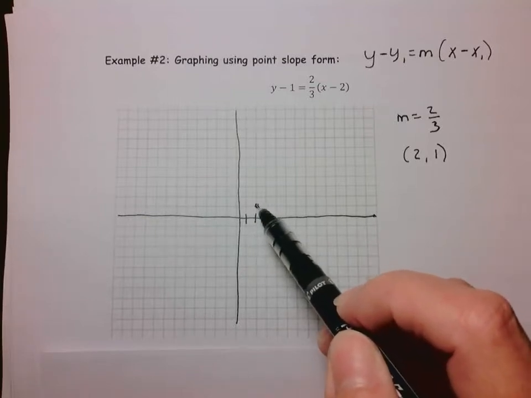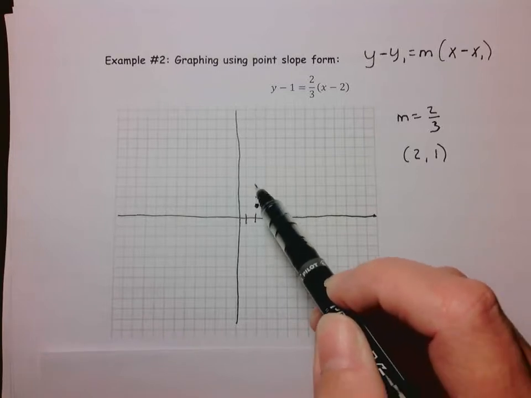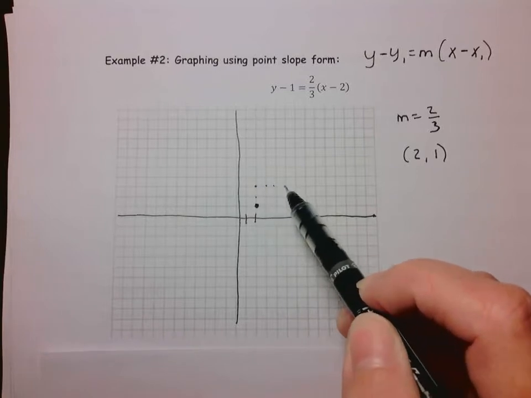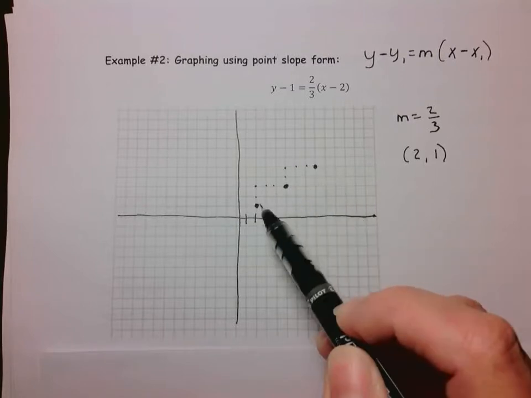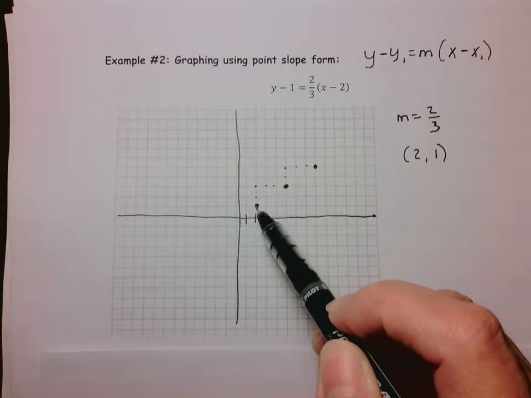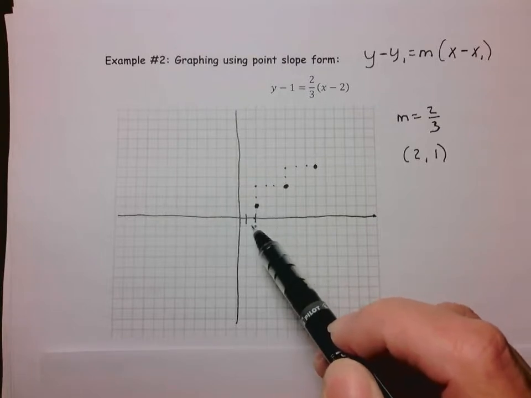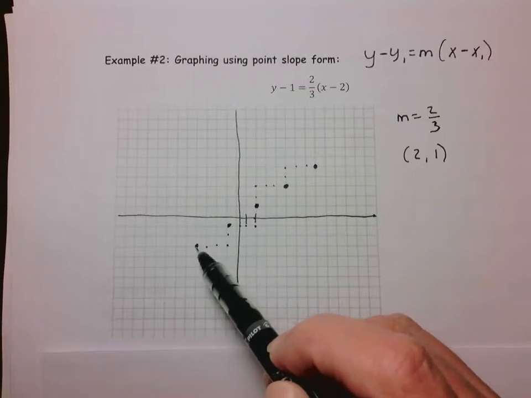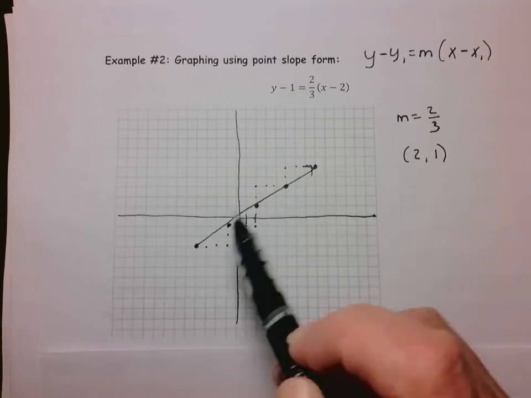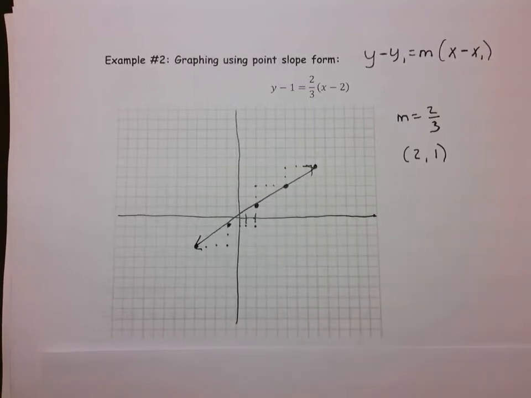And my slope is 2 over 3, and it's positive. So I'm going to go up 2 over 3. Up 2 over 3. I'm also going to go ahead and go down 2 over 3. Down 2 over 3. Being very careful that I keep this as a positive line. It's a positive slope.